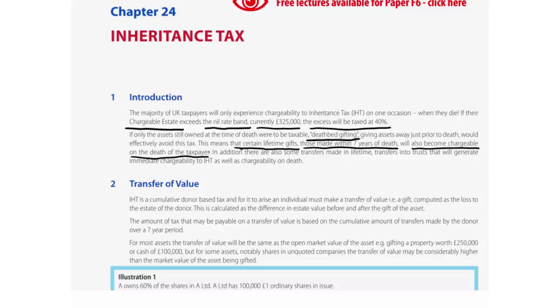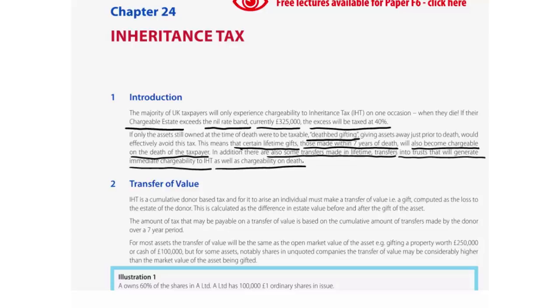And as we'll discover in these notes, the earliest of those transfers within the 7 years before death would be the first to take advantage of any nil rate band. In terms of lifetime transfers, most transfers that you make in lifetime would only become chargeable on death, and only then if you died within 7 years of having made them. But there are also some transfers made in lifetime, those into trusts, that will generate immediate chargeability to IHT, as well as further chargeability on death.